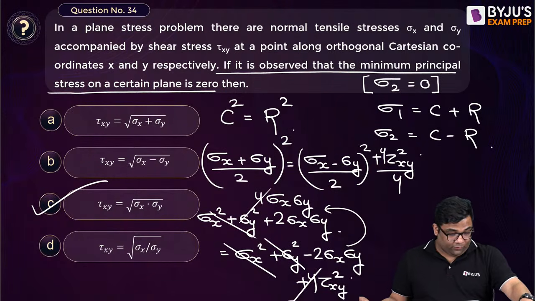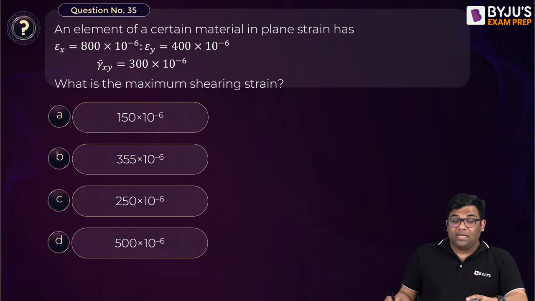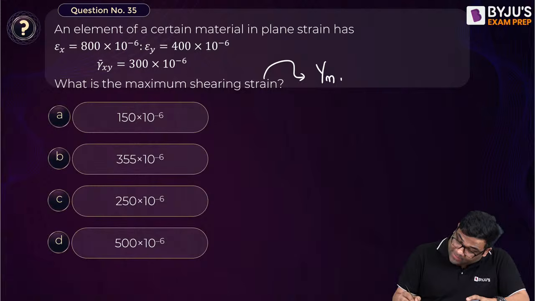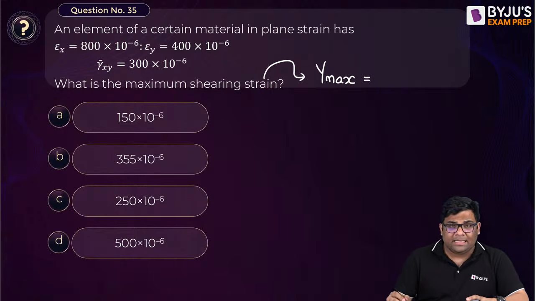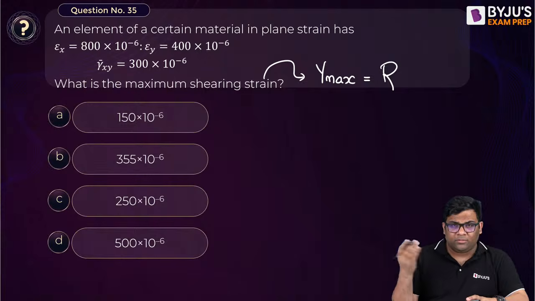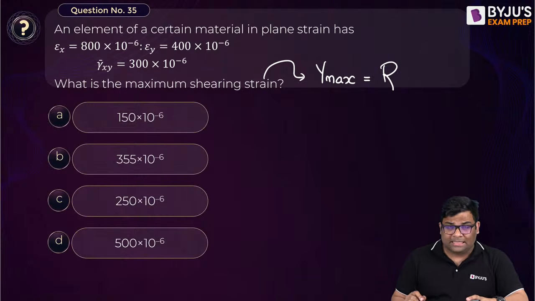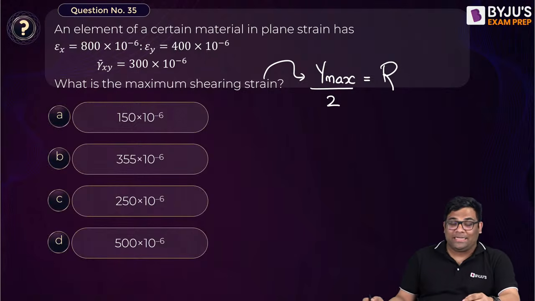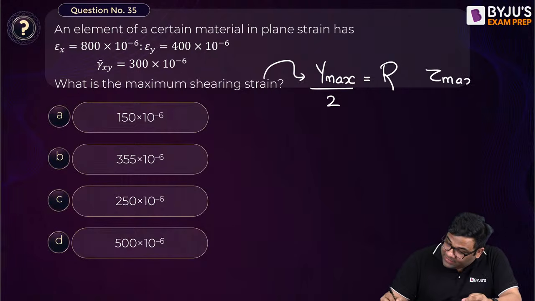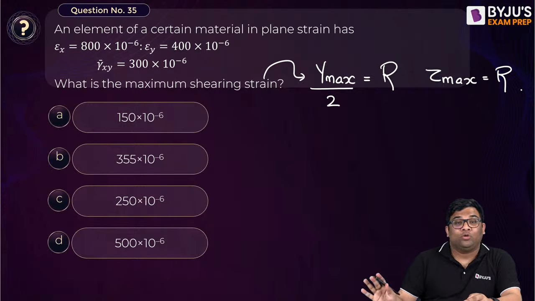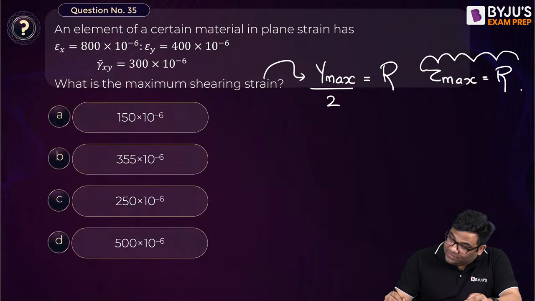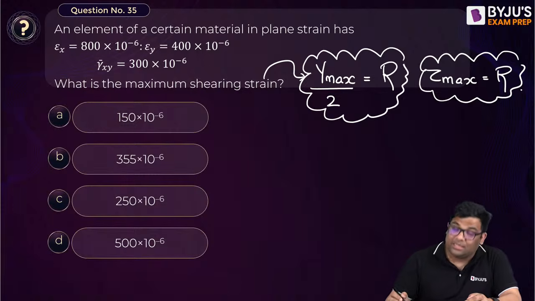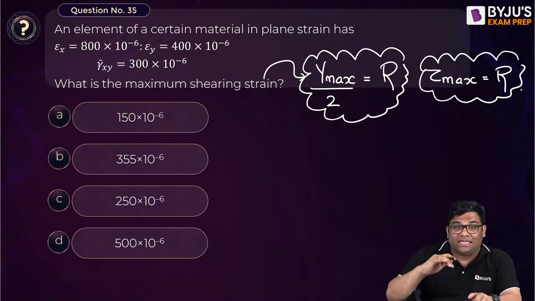Yes, question number 34. Let us go to the next question, question number 35. What is the maximum shearing strain? You see the maximum, what is the formula? The maximum shearing strain is nothing but the radius of the Mohr circle for strain. So radius, is this correct? No, by 2, right? See, maximum shear stress is the radius of the Mohr circle, but maximum shear strain is not the radius of the Mohr circle. Maximum shear strain by 2 is the radius of the Mohr circle.